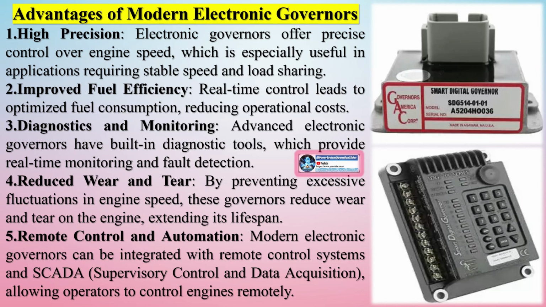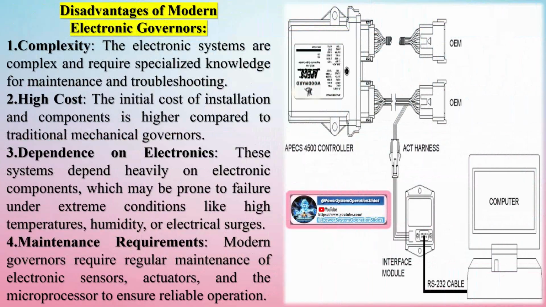Proper linkage design ensures that a small movement of the governor's output shaft results in a proportional change in the fuel input, allowing for smooth and accurate control. Special attention must be paid to the design of the linkage when controlling engines with non-linear fuel systems, such as carbureted engines, where the throttle position does not linearly correspond to fuel flow.